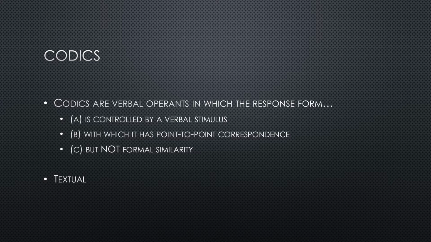Skinner defined textual behavior rather simply as a vocal response under the control of a non-auditory verbal stimulus on page 66. He also noted that a speaker under the control of a text is, of course, a reader on page 65. However, reading often has more complex implications, such as comprehension. Textual behavior is much narrower. Note that these definitions focus entirely on vocal behavior. Perhaps we could make our own update and include gestural behavior as well. When in doubt, though, just keep in mind that any verbal response occasioned by a verbal stimulus with which it has point-to-point correspondence is a codic.